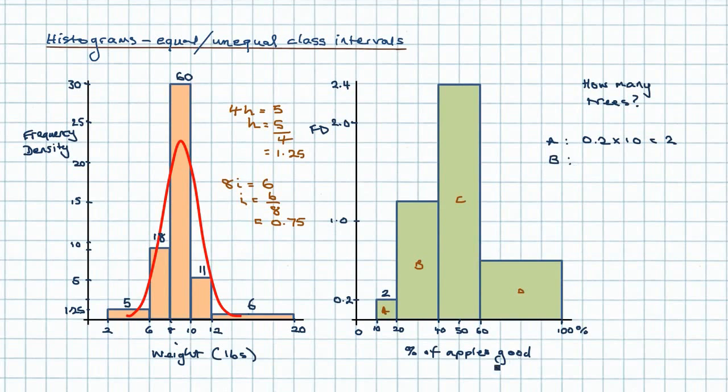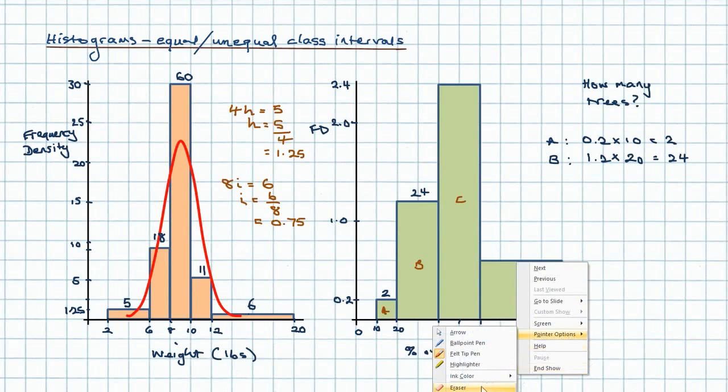Okay, let's have a look at column B. So column B, the width is 40 minus 20, which is 20. And so 20, let's record that there, so that's the width. And the height now, we read off from our frequency density axis, so it's 1.2. 1.2 times 20, so that's 2.4 times 10, giving us frequency of 24. So there are 24 trees that have between 20 and 40% of apples that are eatable.